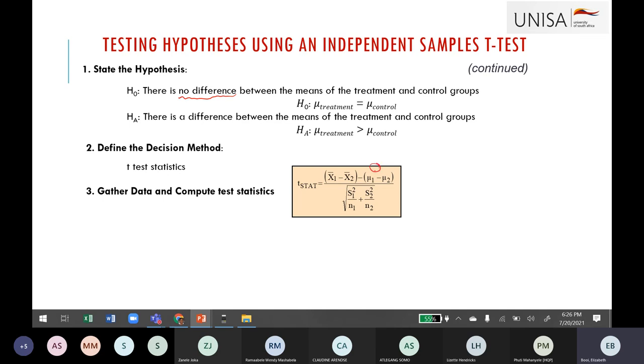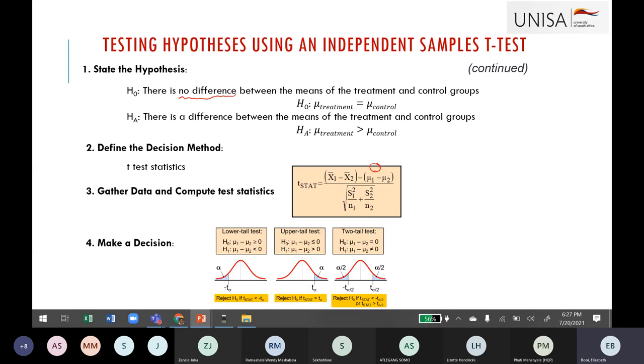So this will always be equal to zero. Therefore, this equation will always say the sample mean difference divided by the standard error, which is the square root of your sample variance 1 divided by the sample size 1 plus sample variance 2 divided by the sample size 2. And that will give you the test statistic. And then we can use the p-value that we will get from a computer application where it generates that information for us, and then we can make a decision. And then lastly, we make a decision. And if we use the critical value, then we make a decision based on the critical values.